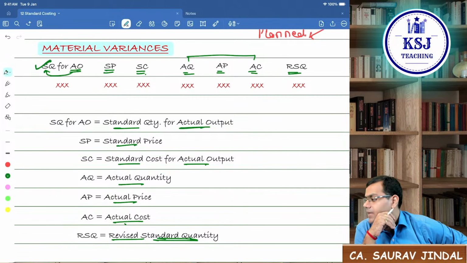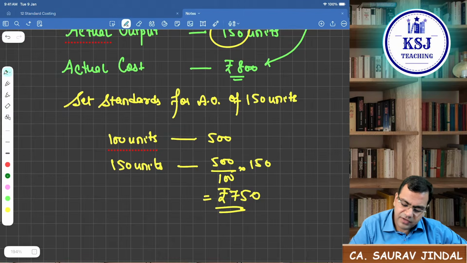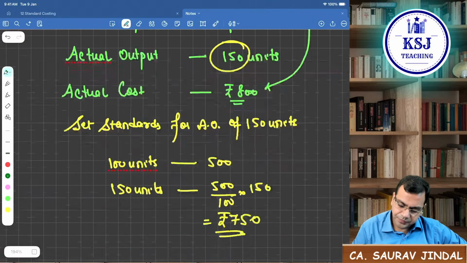Standard quantity by standard price into actual quantity. Standard quantity by standard price will not give you anything, Vedant. Standard quantity by standard price will give you what? Standard quantity for actual output is what?